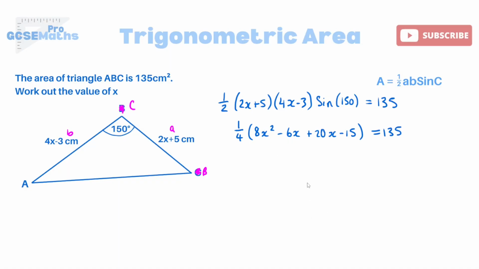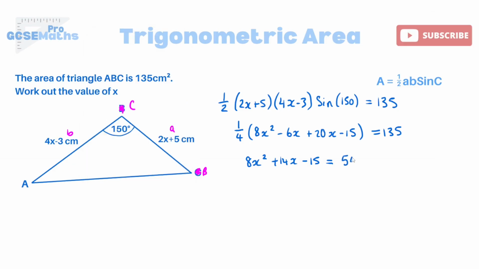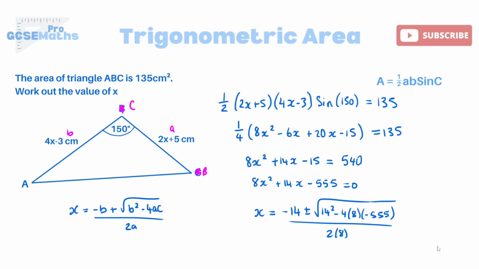Now I'm probably going to multiply by 4 because I don't really want to have fractions on this side. So I have 8x squared plus 14x minus 15. And then on the other side, this one times by 4, which gives me 540. And because it's a quadratic overall, I'm going to move across the 540. Now, because the numbers are so big, I'm not going to try and factorise this. I'm just going to put it straight into the quadratic formula, which is another most likely to be calculated topic. So your quadratic formula is on the formula sheet anyway, and that's what I'll type into my calculator.